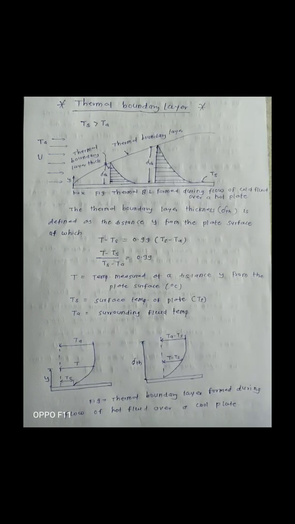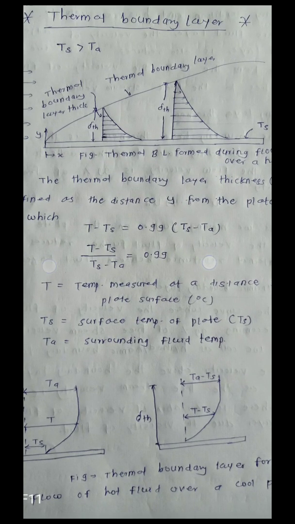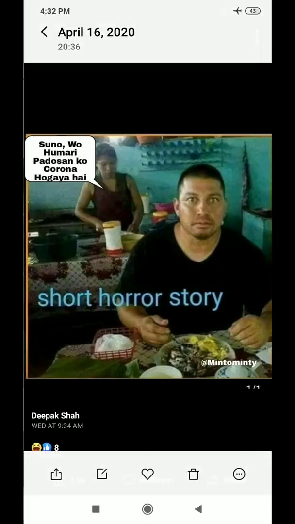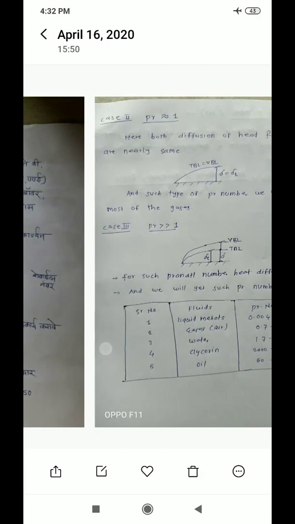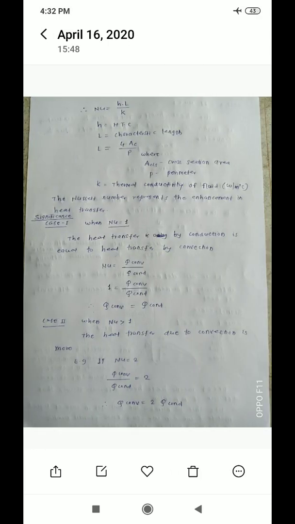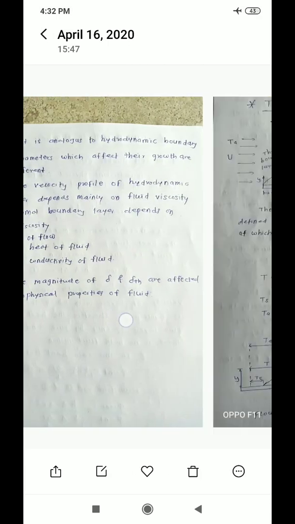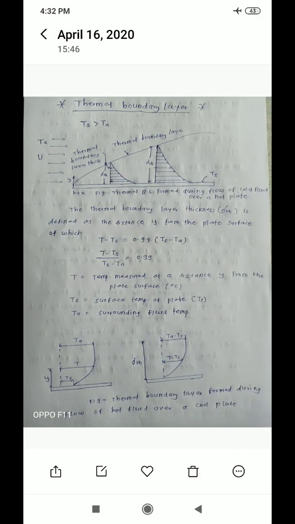So what is meant by thermal boundary layer thickness? It is defined as the distance y from the plate surface at which T minus Ts is equal to 0.99 into bracket Ts minus Ta. If this condition is satisfied, that distance is nothing but the thermal boundary layer thickness. So this distance is the thermal boundary layer thickness. So this is about the thermal boundary layer thickness.